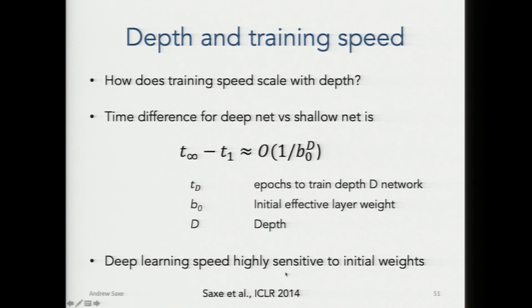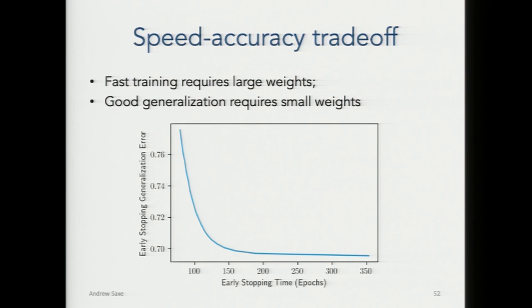OK, so I've just told you that when it comes to training speed, small weights are really slow. Large weights train quickly. But if you remember, when I was talking about generalization performance, I told you that you need to use small weights so that the frozen subspace doesn't affect your generalization performance. So it would appear that there's a trade-off. And indeed, that's what this reduction predicts. It says fast training requires large weights, but good generalization requires small weights. And so you have this tunable parameter that will trade off between these two things. So if you want to train quickly, you have a higher generalization error, and so on. All right, so that's one of the messages emerging when you add depth into the picture.